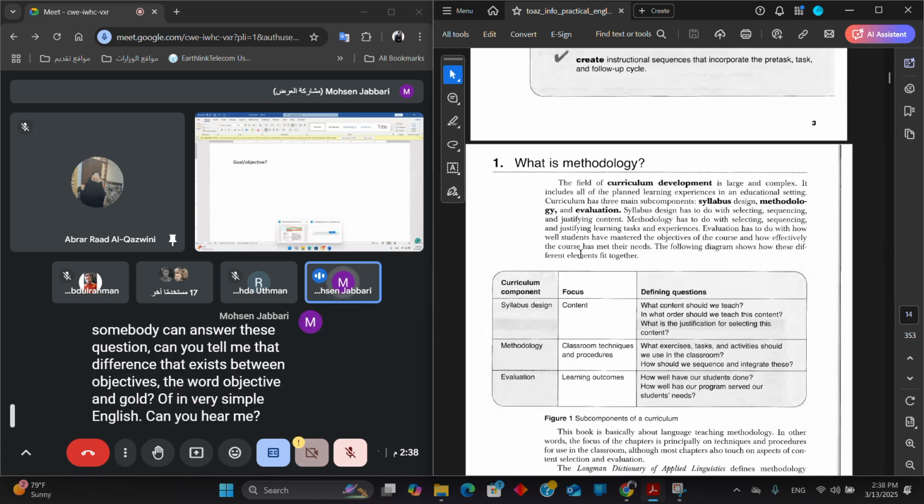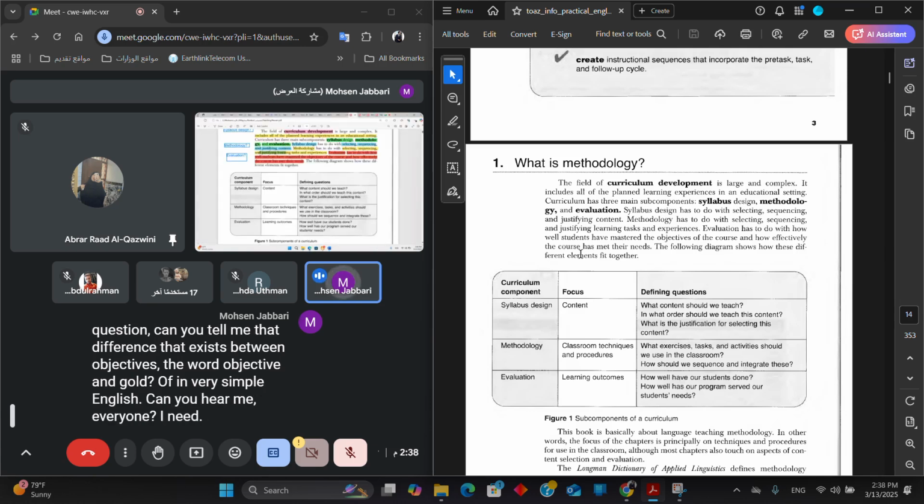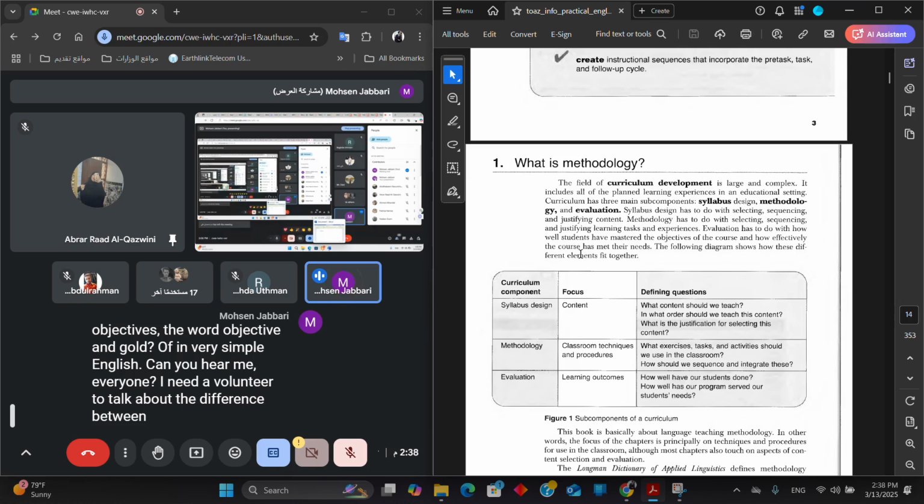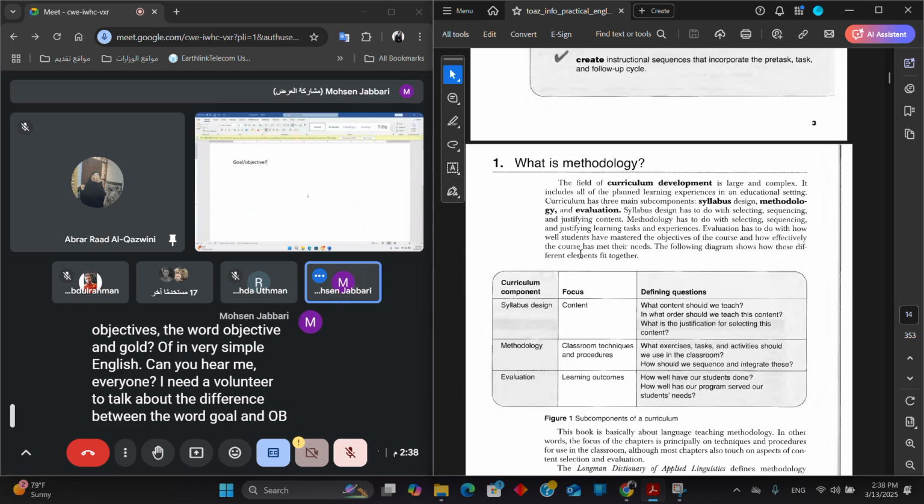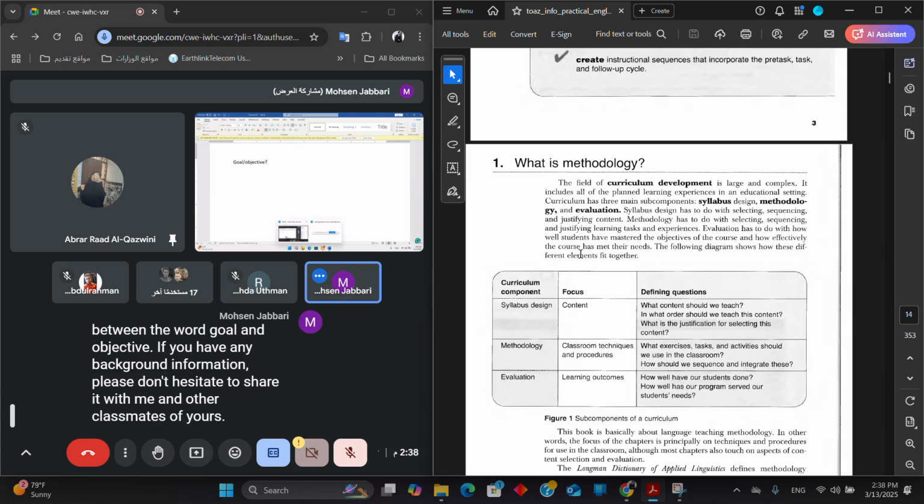Can you hear me, everyone? I need a volunteer to talk about the difference between the word goal and objective. If you have any background information, please don't hesitate to share it with me and other classmates of yours. Any ideas?